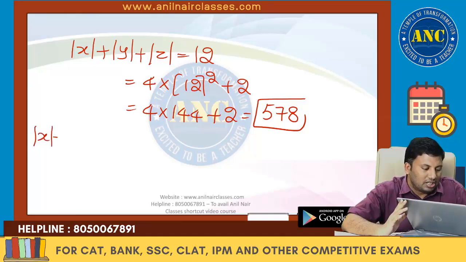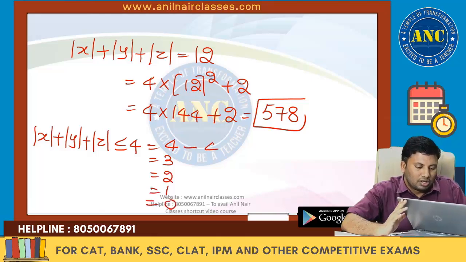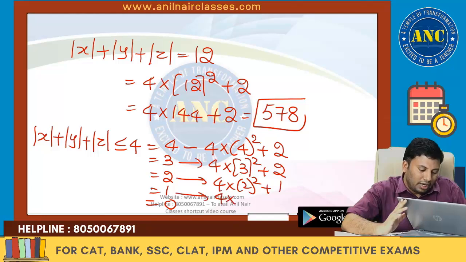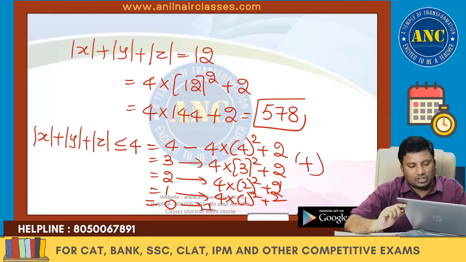If the question is mod x plus mod y plus mod z less than or equivalent to 4, it is nothing but 4, 3, 2, 1 and 0. So it is nothing but 4 into 4 square plus 2, 4 into 3 square plus 2, 4 into 2 square plus 2, 4 into 1 square plus 2, and it is 1. Idea is clear, right? Add all of this, you will get the answer.